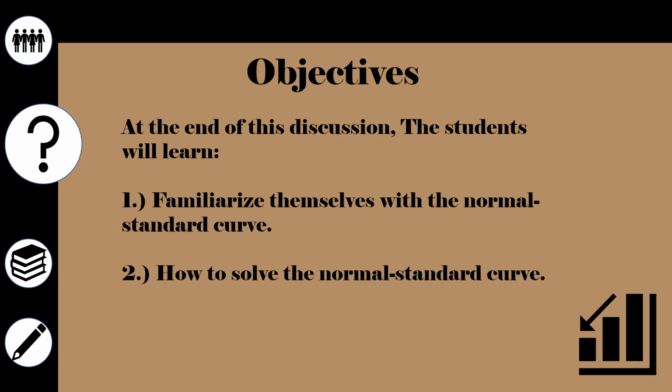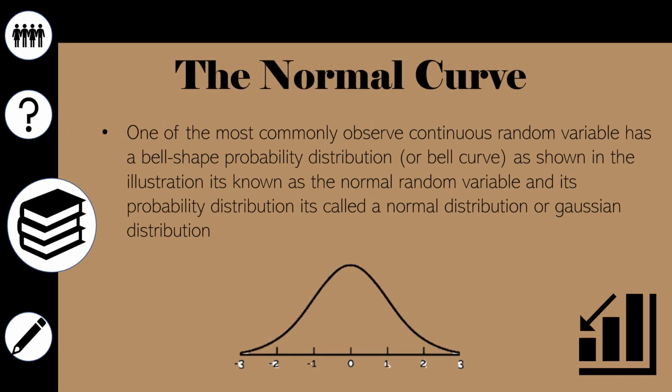Now, what is a normal curve? Well, in summary, a normal curve is one of the most commonly observed continuous random variables that has a bell-shaped probability distribution, or a bell curve. In this curve and its statistics, the middle is the most probable, and the ends are the least probable. Meaning, this is one of the most common observations of random variables. It is known as the normal distribution or the Gaussian distribution.